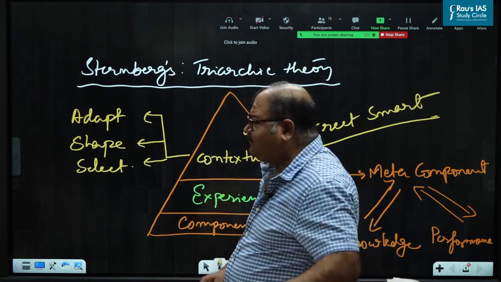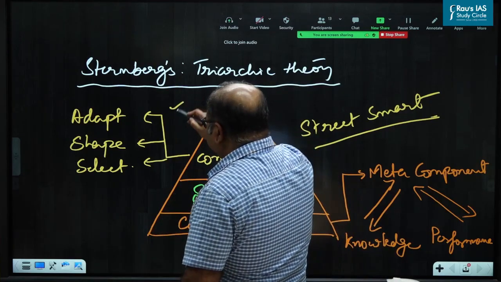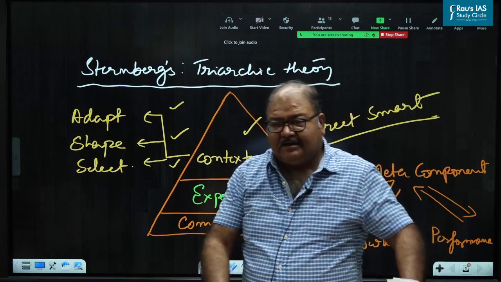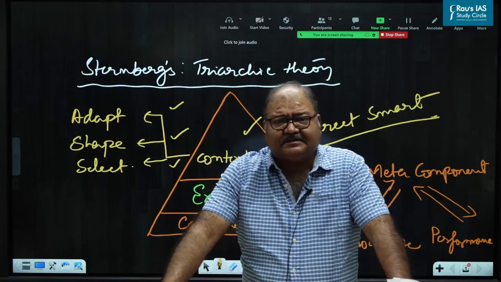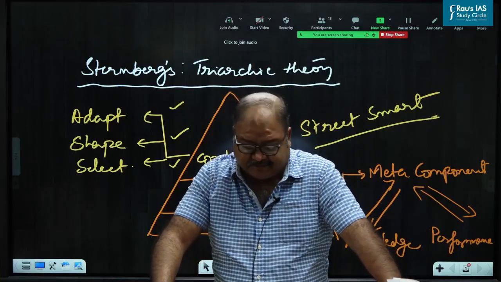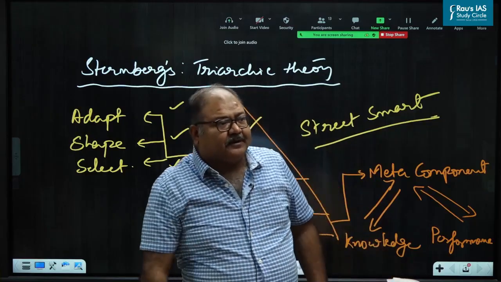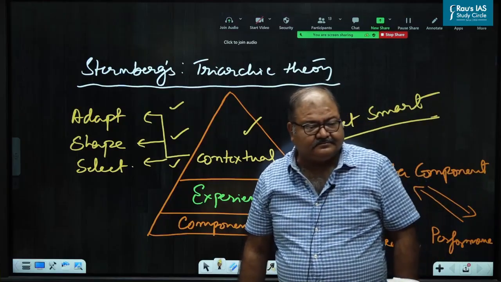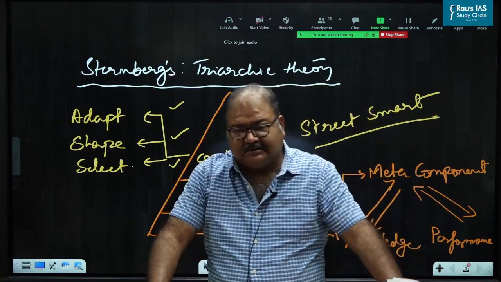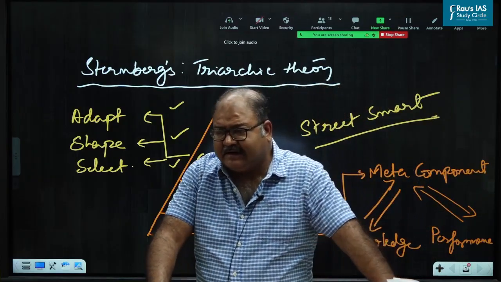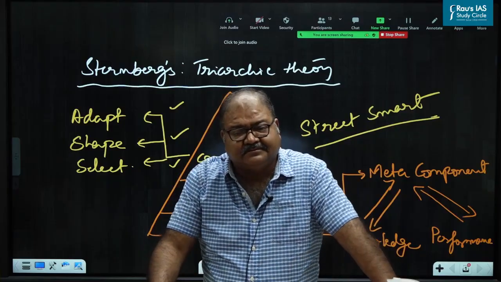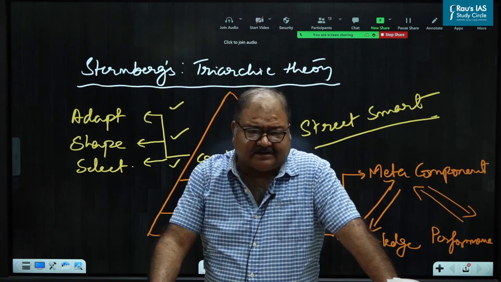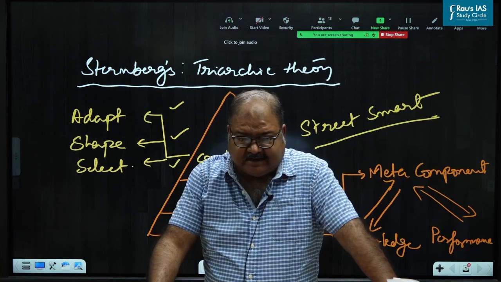And it comprises of 3 abilities: ability to adapt, ability to shape, ability to select. Adapt means changing oneself according to the need of the situation. How fast can you get into the shoes? How easily can you change yourself as per the situation? That is ability to adapt.